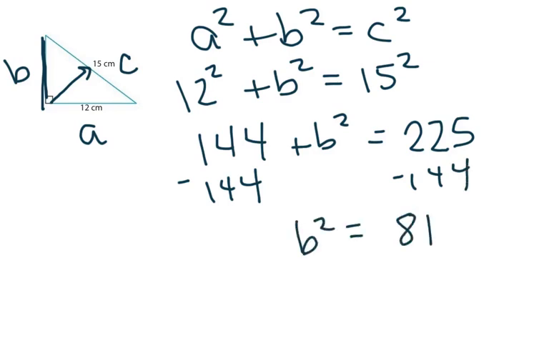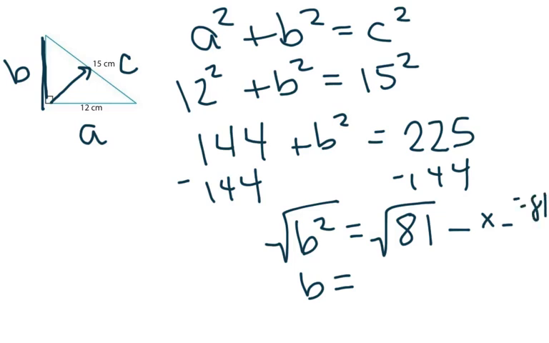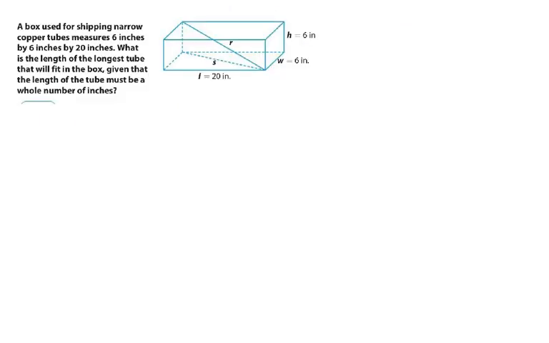And in order to get that b by itself, I have to take the square root of it, just like we did in that previous problem. And so I'm left with b equals the square root of 81. I know that 9 times 9 equals 81, and so the square root of 81 equals 9. And so in this situation, b equals 9 centimeters.